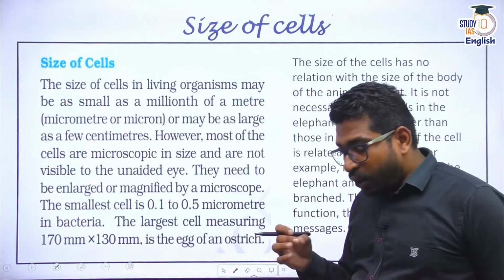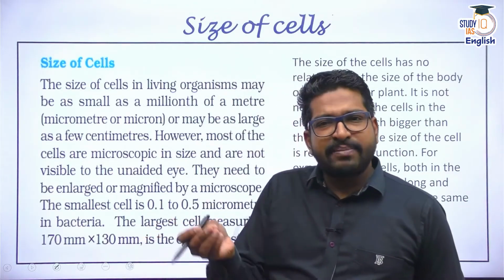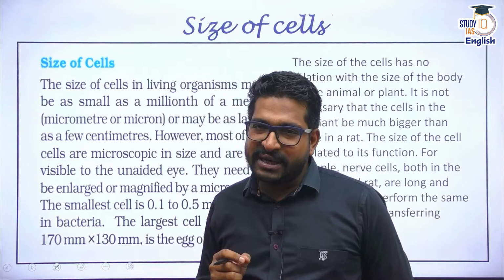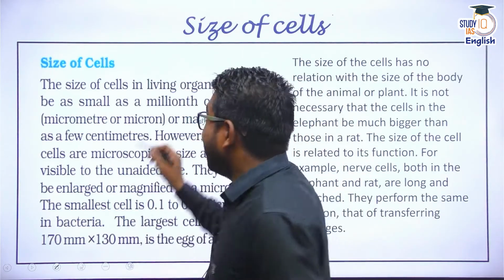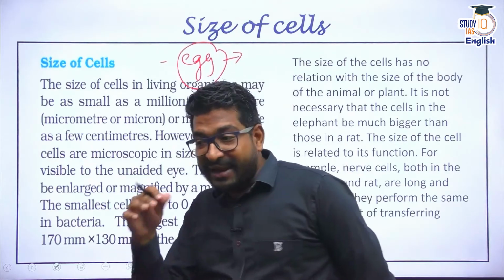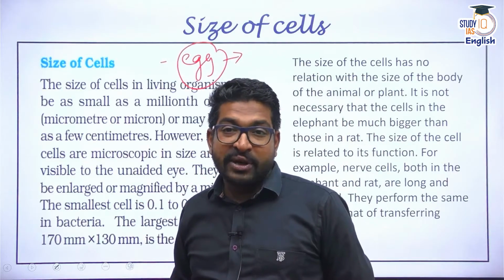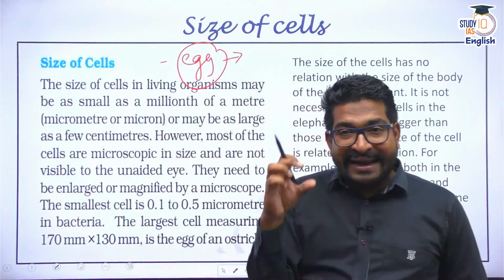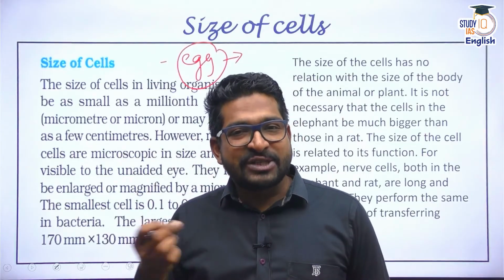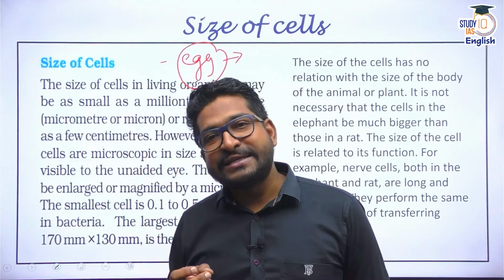The size of a cell also varies. Please remember, generally we say cells are microscopic. But have you ever seen an egg? We all see an egg with the naked eye, right? An egg is also a kind of single cell initially. When an egg hatches into a chick, that chick is a multicellular organism. But when the egg is laid, it is initially a single cell. Slowly and steadily, cell division takes place, and then a chick comes out of the egg. So an egg is basically a single cell itself.